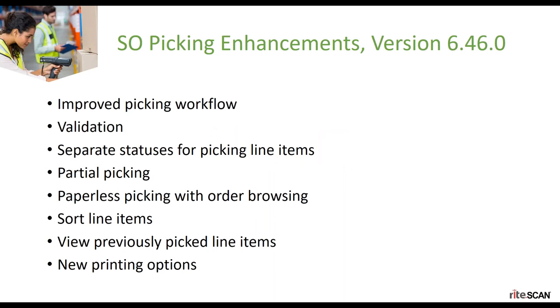So all of these enhancements are available in version 6.46.0. If anybody's interested in updating or testing these enhancements, feel free to reach out to our support team. We can definitely help you with that upgrade process to get you upgraded to the latest version of riteSCAN and allow you to test out these new enhancements and see how they may be implemented into your picking process as well. You'll also notice that there's a handout available for download. It should be under the handout section for the GoToMeeting, which covers these latest enhancements to sales order picking for your review.